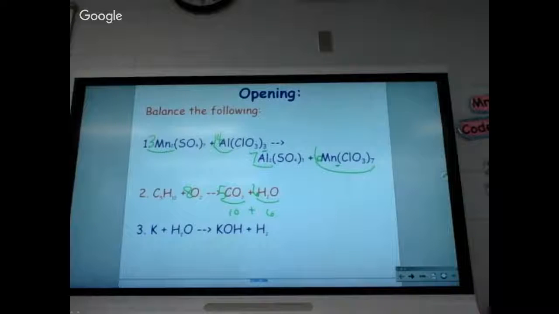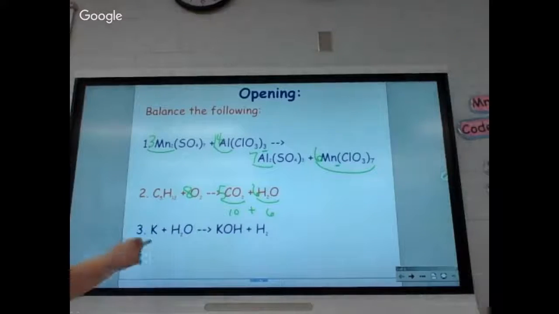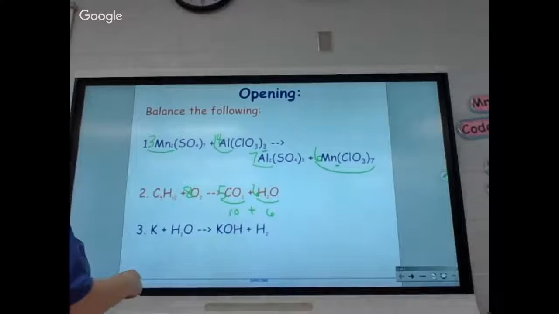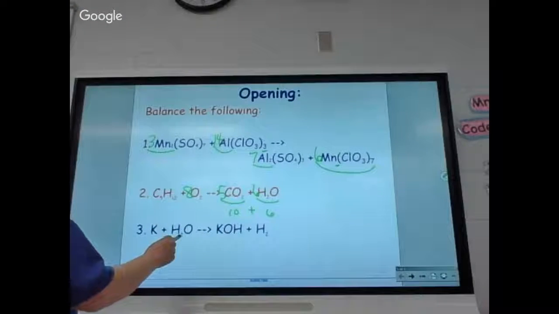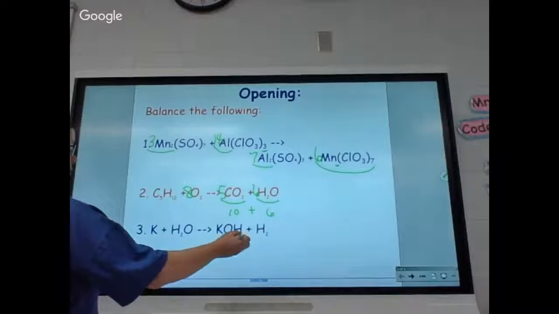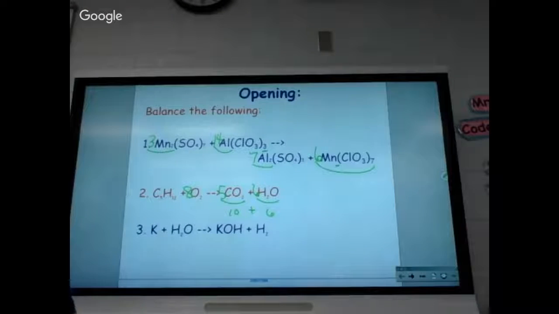Now, 3 is the only one that I gave you that I thought you might struggle with. Okay? Simply because this one has an odd number of H's on this side. It's the only thing that doesn't balance. 1K, 1K, 1O, 1O. How many H's are here? You got 2 H's, but then you have this one, which makes it 3, right? It's an odd number. The easiest way to balance it is to make it an even number.